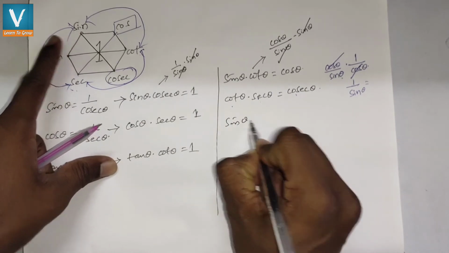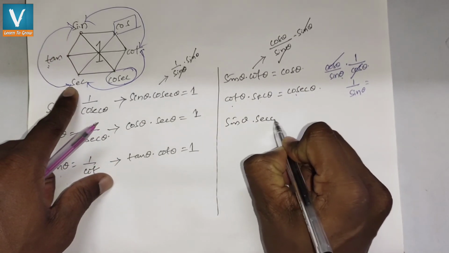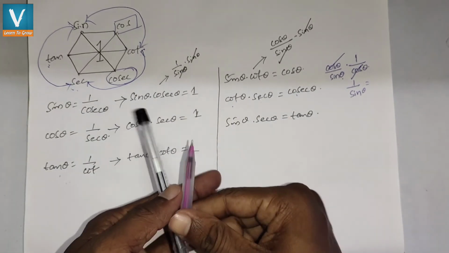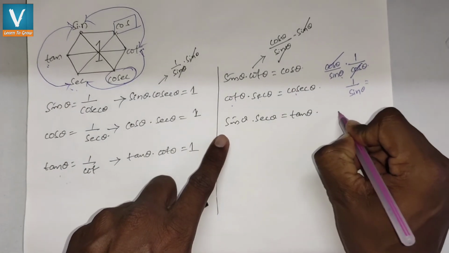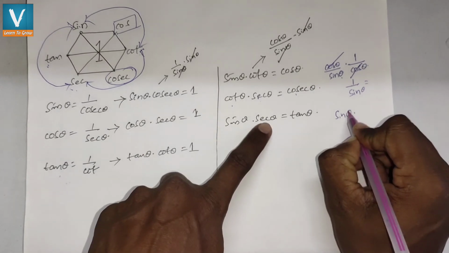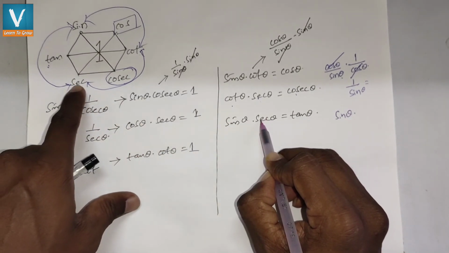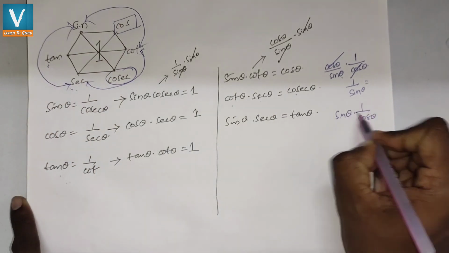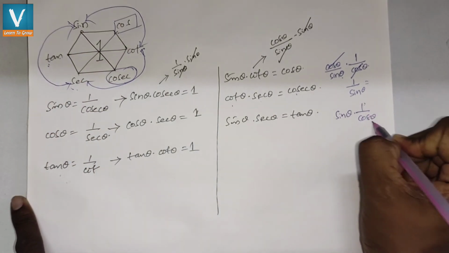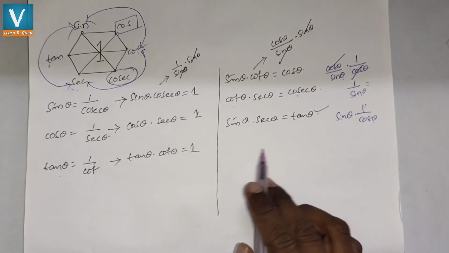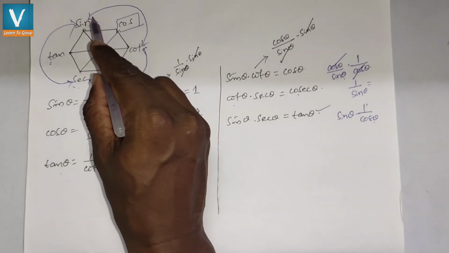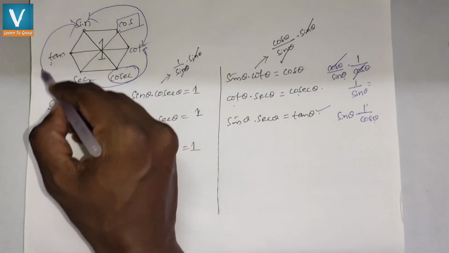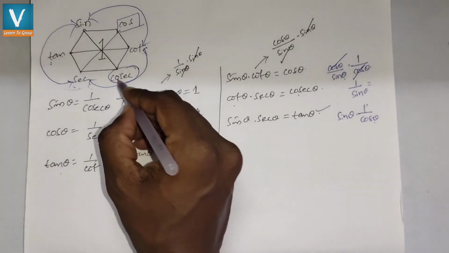I am taking the next one. Sin theta into secant theta is equal to tan theta. How? Secant theta we can write as 1 by cos. Nothing but sin theta into 1 by cos, sin by cos, nothing but again you get tan. Okay, like that. So how did we do it? We are taking alternate ones. We are getting the middle one as the answer.